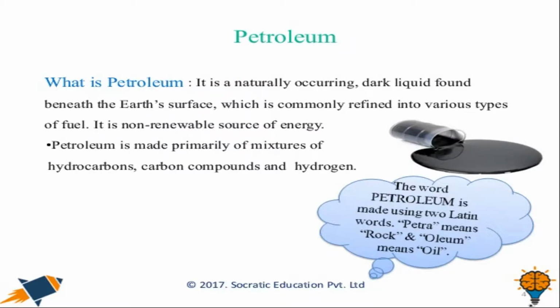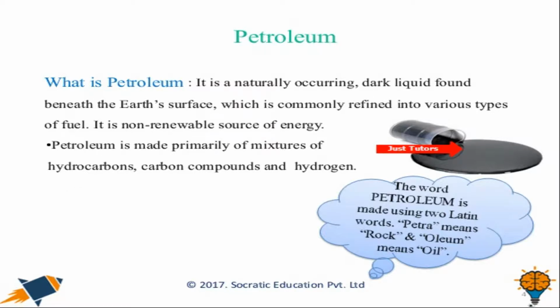So petroleum. Well, we all need petrol, diesel, and other things derived from petroleum. So petroleum is a naturally occurring dark liquid found beneath the Earth's surface. You can see it's a dark liquid here. So this is the color of petroleum. Basically, it is also a fossil fuel. It is a non-renewable source of energy, and it is also formed from dead vegetation under the sea. If we talk about chemical composition, it is made up of hydrocarbons, carbon compounds, and hydrogen.